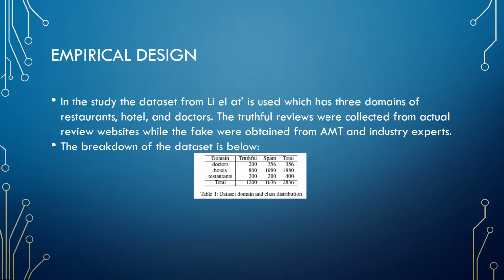In this study, the dataset from Lee et al. is used, which has three domains: restaurants, hotels, and doctors. The truthful reviews were collected from actual review websites, while the fake ones were obtained from AMT and industry experts. The breakdown of the dataset is below. As you can see in the table, our domains are doctors, hotels, and restaurants, with a value for the truthful reviews, the spam reviews, and the total of the two. And we can see how our data is distributed across the classes and the domains.